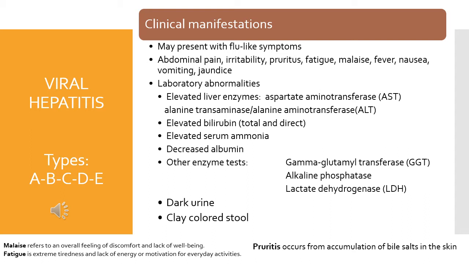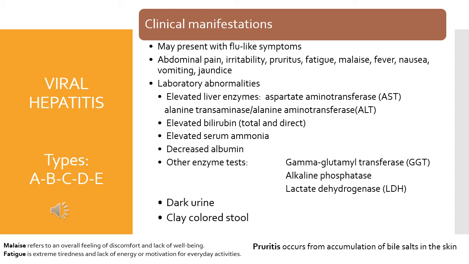There will also be laboratory abnormalities, especially in the liver enzymes, which will be elevated. You have aspartate aminotransferase, AST, and then you also have alanine transaminase, which is also called alanine aminotransferase or ALT. Those are your two key elevated liver enzymes in viral hepatitis.